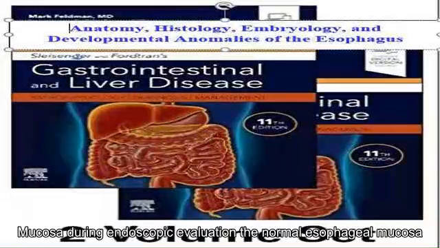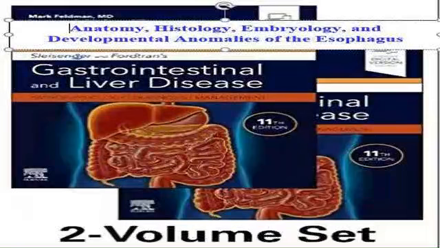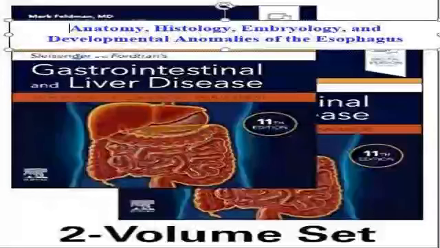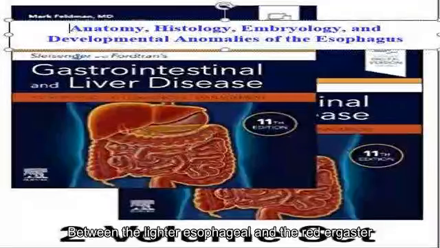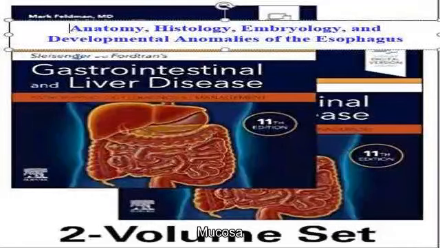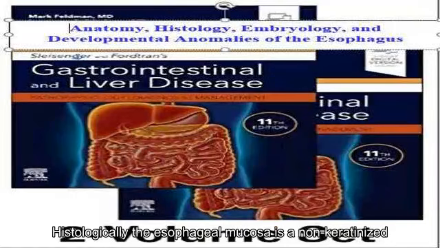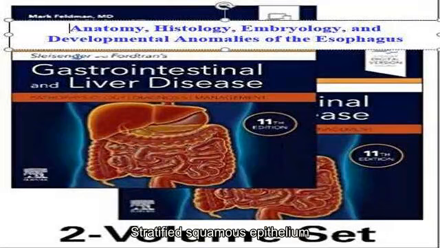Mucosa. During endoscopic evaluation, the normal esophageal mucosa appears smooth and pink. The normal esophagogastric junction appears as an irregular white Z-line, ora serrata, demarcating the interface between the lighter esophageal and the redder gastric mucosa. Histologically, the esophageal mucosa is a non-keratinized, stratified squamous epithelium.